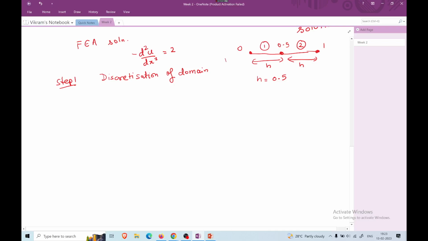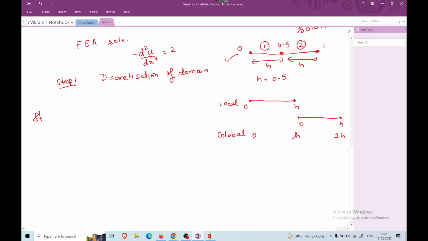We have done the discretization, which means that we have divided the domain into two elements, each with a length of 0.5. So here h is 0.5. If I take one particular element and local coordinates, 0 to h, this will be the local coordinates. Same way for this element also, the local coordinate will be 0 to h, but the global coordinate will be 0 to h, h to 2h. This will be local, this will be global.